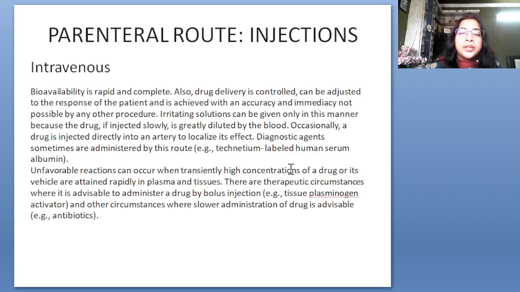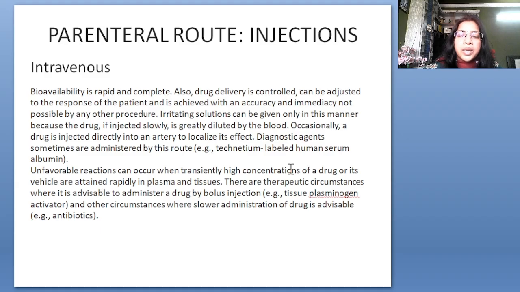Parenteral routes are all the injections through which we take the drug. Intravenous bioavailability is almost complete and very rapid. Or we can give controlled delivery of the drug, which can be adjusted to the response of the patient and is achieved with an accuracy and immediacy not possible by any other procedure. Irritating solutions can be given only in this manner because the drug, if injected slowly, is greatly diluted by the blood. Occasionally, a drug is injected directly into an artery to localize its effect.